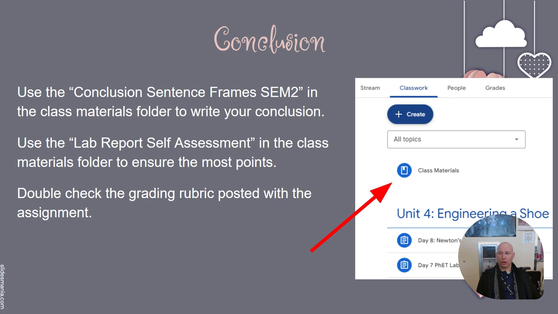Again, don't forget to do all of the parts of the conclusion. Don't forget to check things off and just make sure that you guys are not missing anything as you go through things. Again, the rubric and the self-assessment are going to help with that as well.